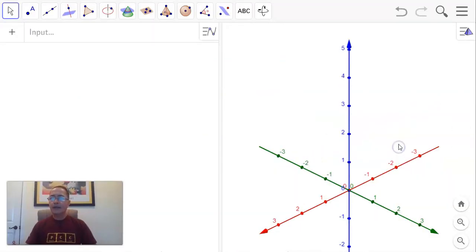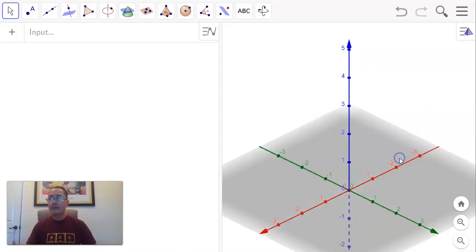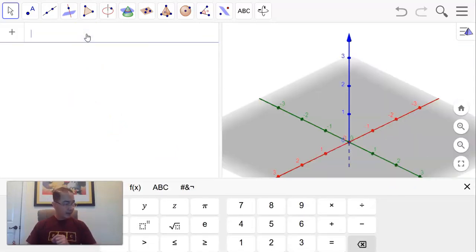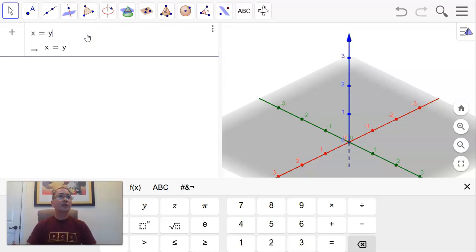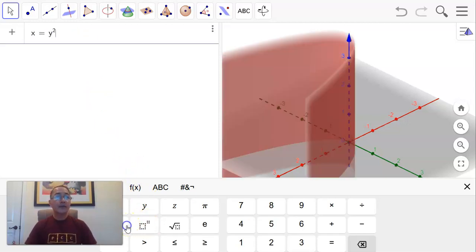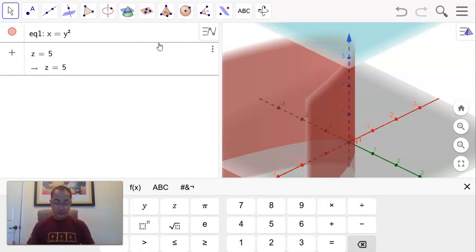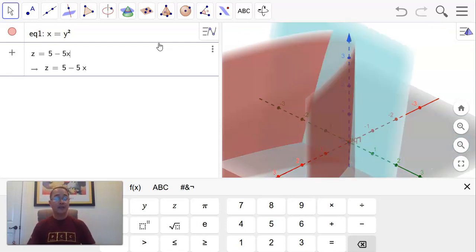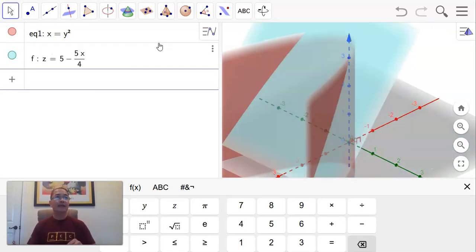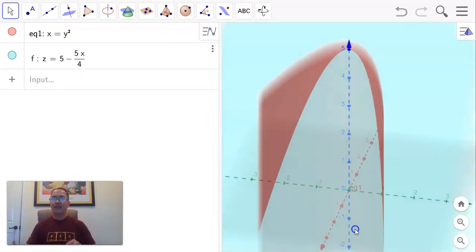All right, so here we are, and I guess I need the xy plane. Okay, so that's the floor, that's the bottom of our solid. And then we have the cylinder, so we have x equals y squared. Ooh, there it is. Nice. And we have the plane, z equals 5 minus 5/4 x, 5x over 4. Okay, so those are our surfaces.